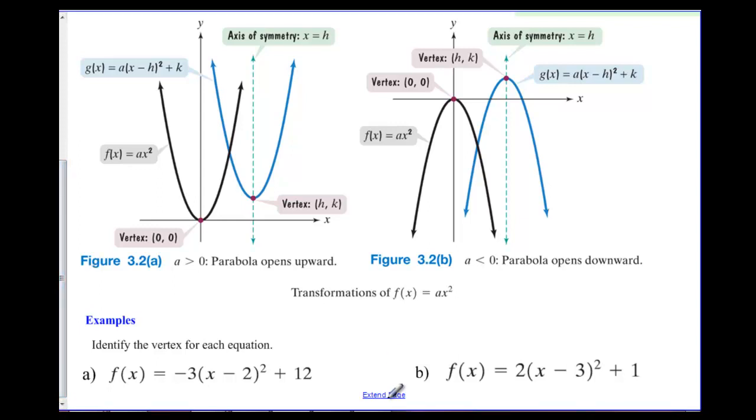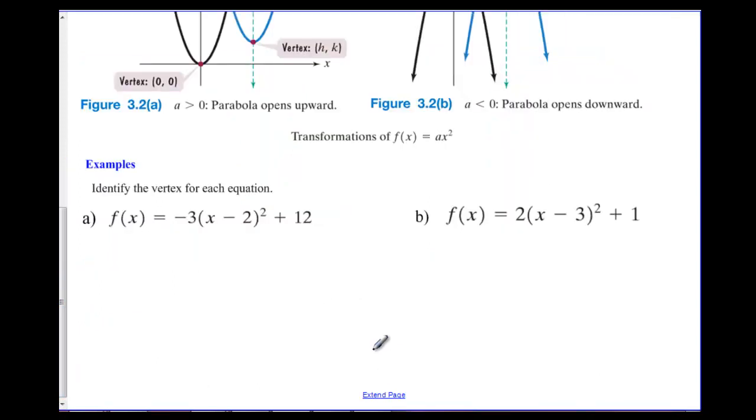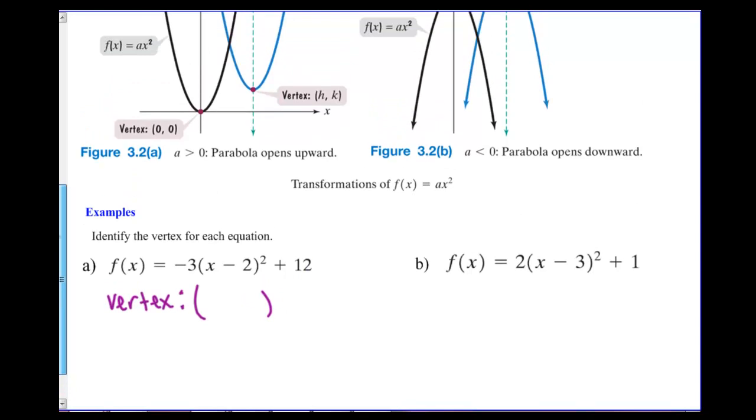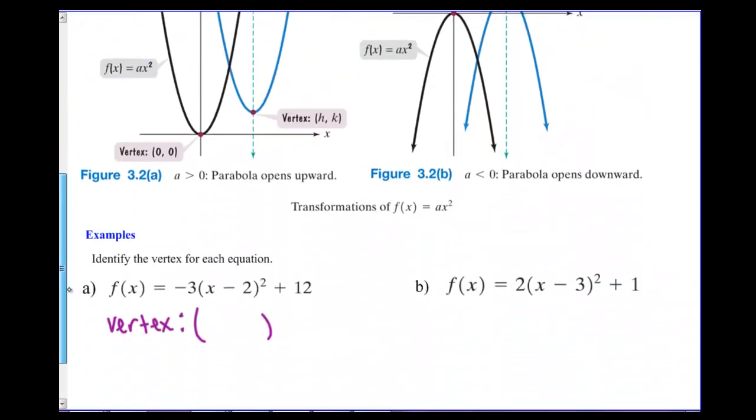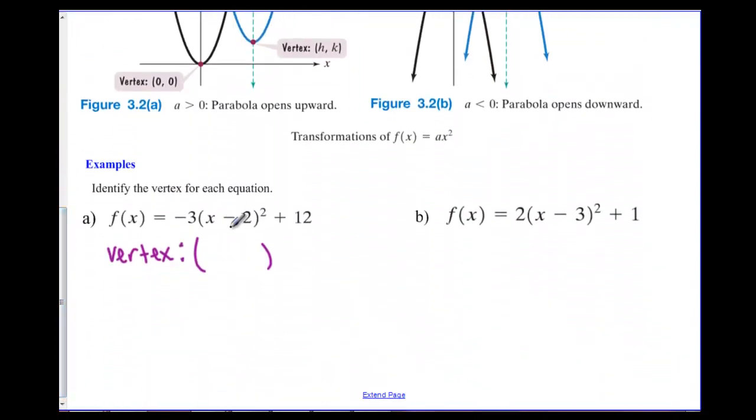So I'm going to jump down and look at one real quick, and then we're going to come back up and talk some more. But if we want to just find the vertex, and again, it's in the standard form. So it's x minus h, and h is going to be the x part. So it looks like minus 2. So the x, or the h, is going to be 2. And then what's the k, or the y part?